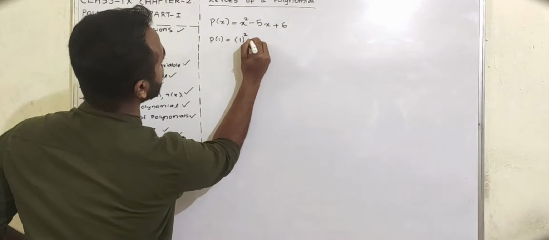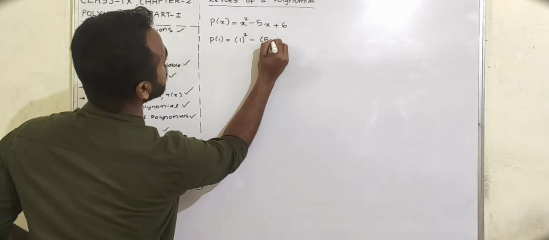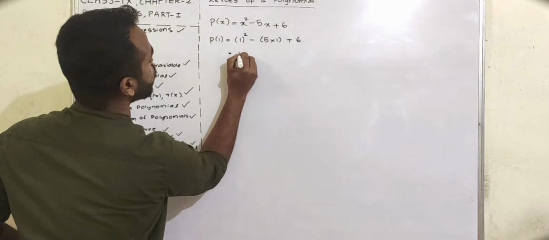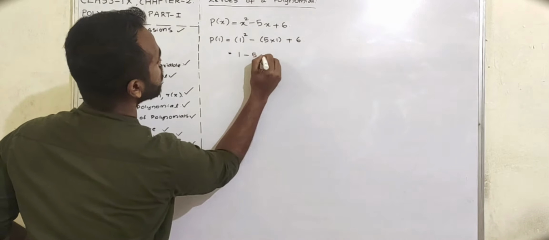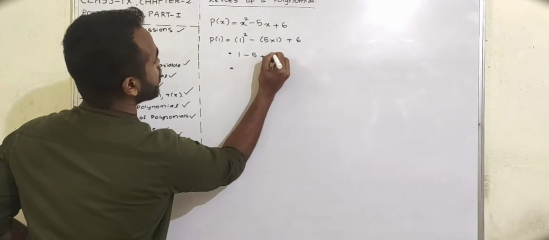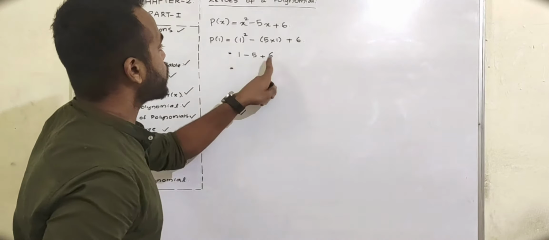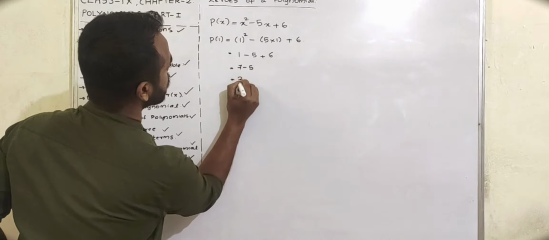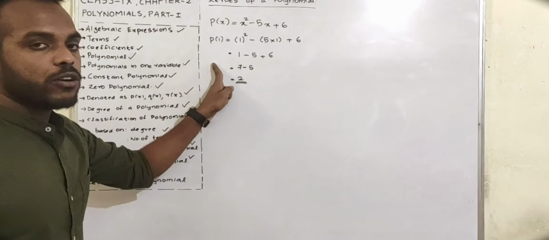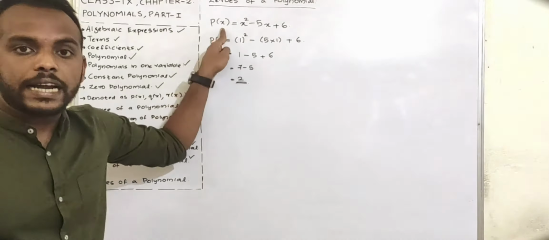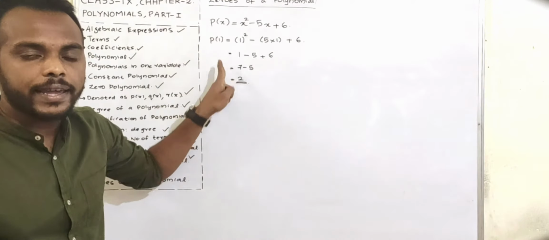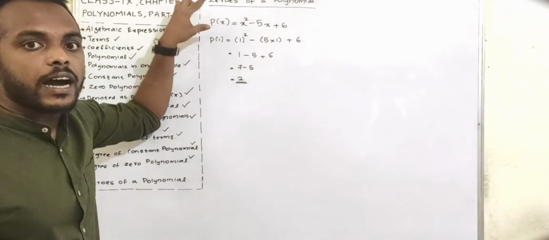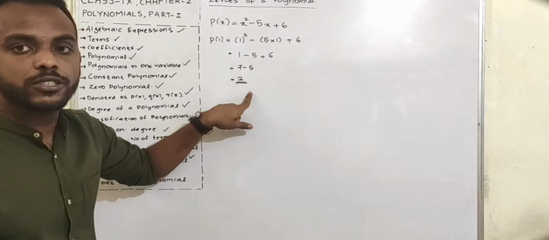So this is 1 square minus 5 times x, meaning 5 times 1, plus 6. That is 1 minus 5 plus 6. We'll add the positive terms first. 1 plus 6 is 7, minus 5. So what's the value? 2. So the value of p of x at x is equal to 1 is 2. Remember, the value of p of x at x is equal to 1 is 2.